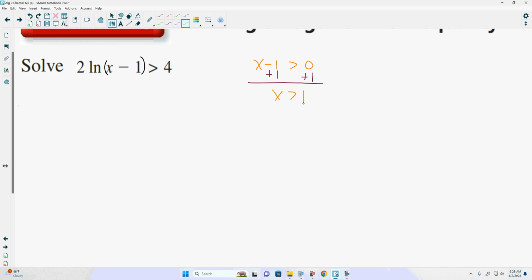Now, there can be some cases where the restrictions never show up, because if solving that we have imaginary type solutions, then it's thrown out. But x has to be greater than 1. All right. First thing we can do here, 2 ln of x minus 1. We need to get the natural log by itself first. And we can do that by dividing both sides by 2. Telling us that the natural log of x minus 1 is greater than 2.